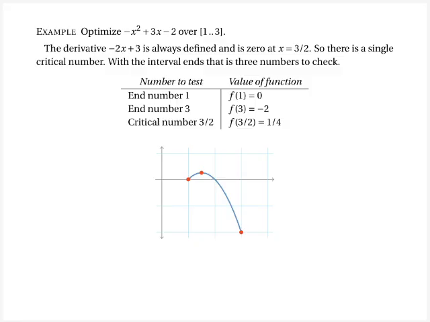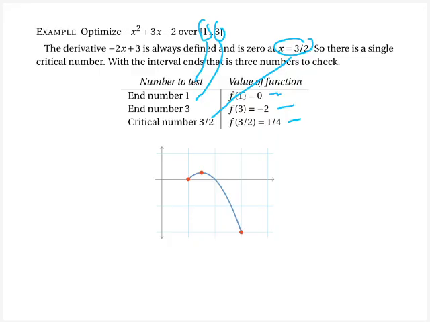Okay, so the derivative minus 2x plus 3 is always defined, and it's 0 at x equals 3 halves. So there's a single critical number. With the interval endpoints, that makes 3 numbers to check. So I plugged in the 1, I plugged in the 3, and also plugged in the critical number. I made a table. The table was 3 lines. I figured out what is f of 1, what is f of 3, what is f of 3 halves, and I'm doing sort of the most simple-minded thing possible, and it works.